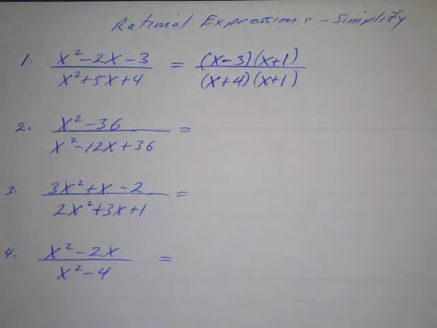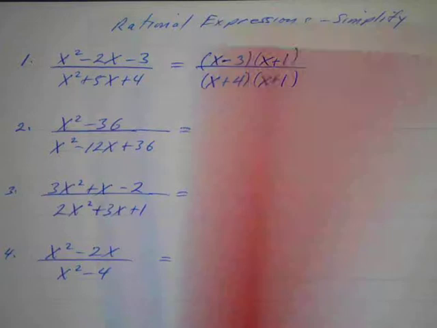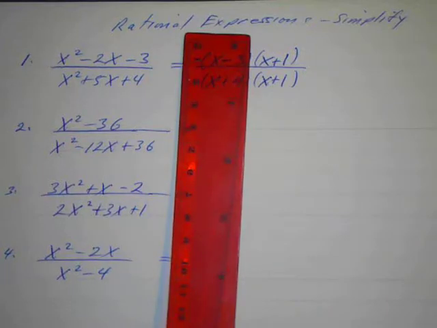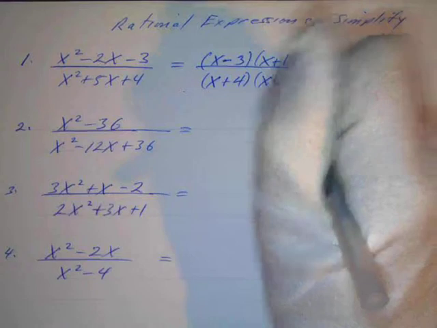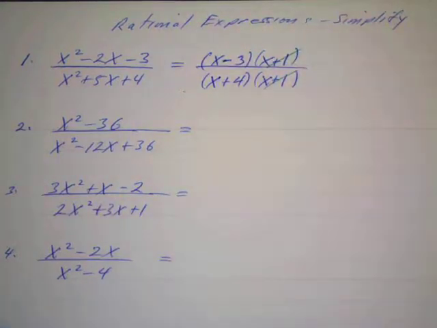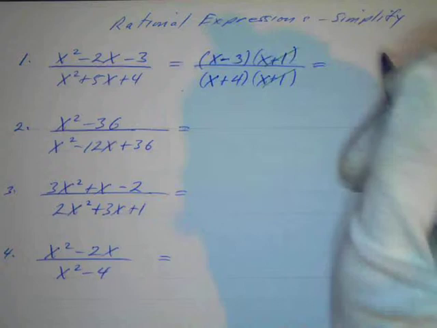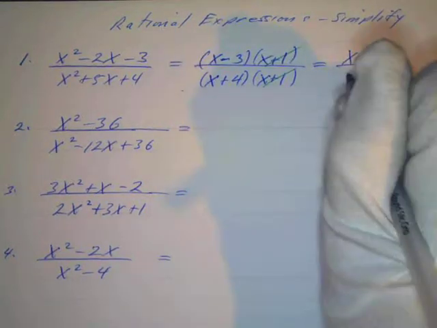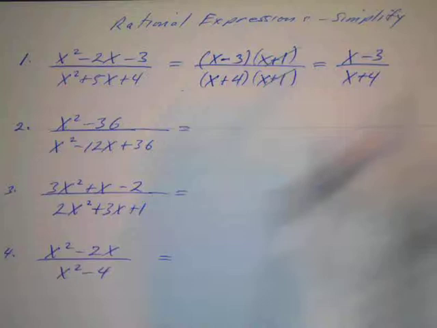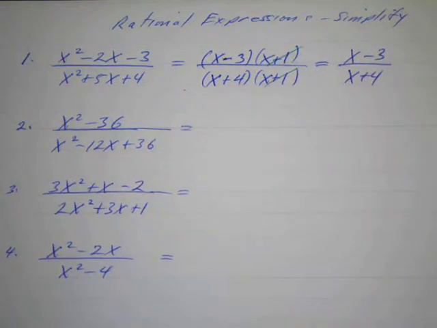And if we just look at this part over here, x plus 1 over x plus 1 is just 1. Sometimes we say they cancel out, but really what they're doing is making a 1, and 1 times anything is that anything. So there's your final answer. What's left is x minus 3 all over x plus 4, and we don't need the parentheses anymore. Okay? Okay, take a look at number 2.